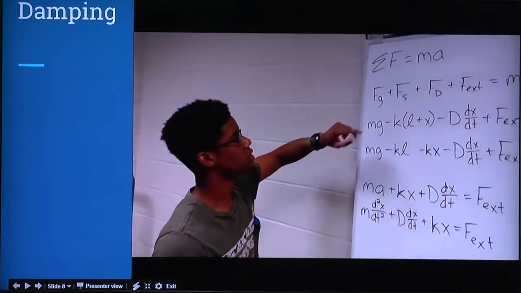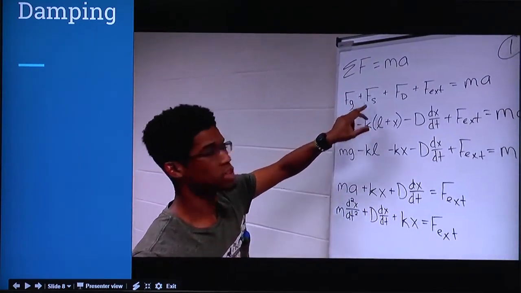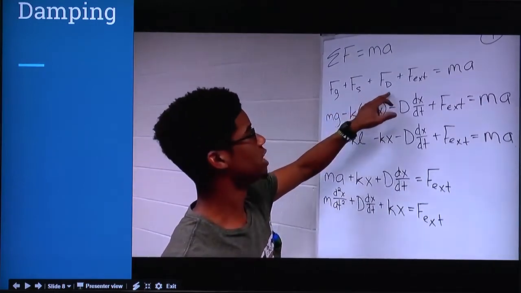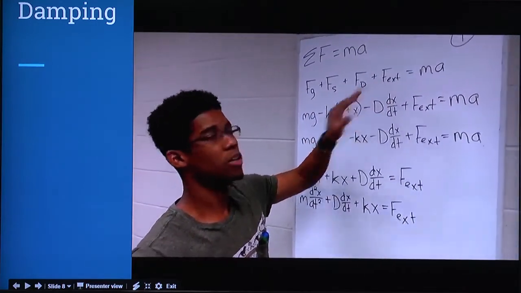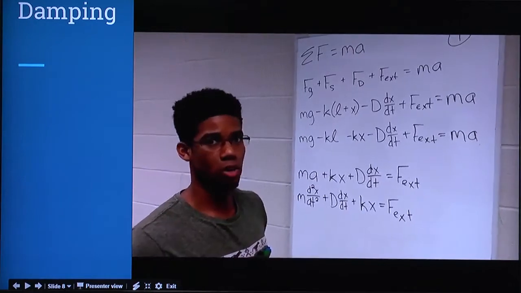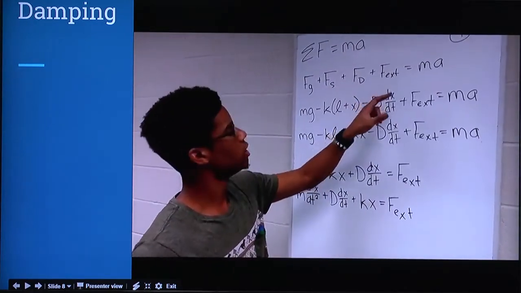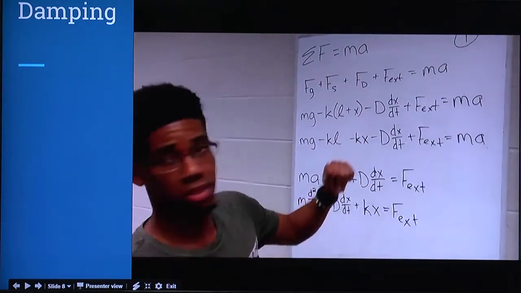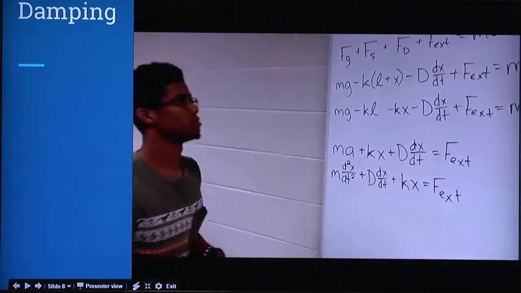The sum of all the forces are gonna be the force of the gravity, force of the spring, which Noah gave us, force of damping, and the force of all the other things that may happen to the car. We're gonna call it force of external, equal to the mass and the acceleration of the system. Tell us, Daniel, what might force external be?